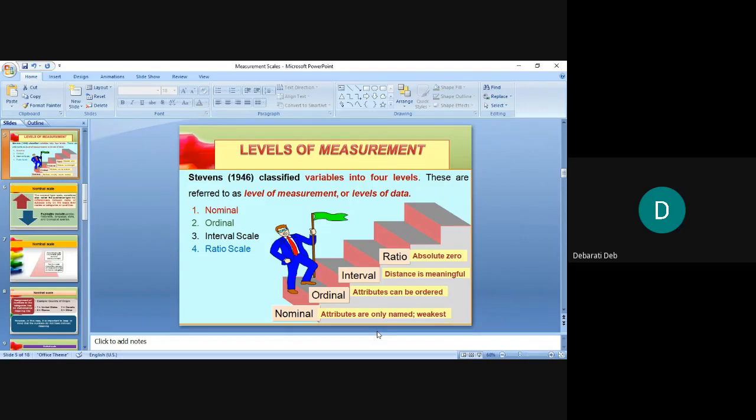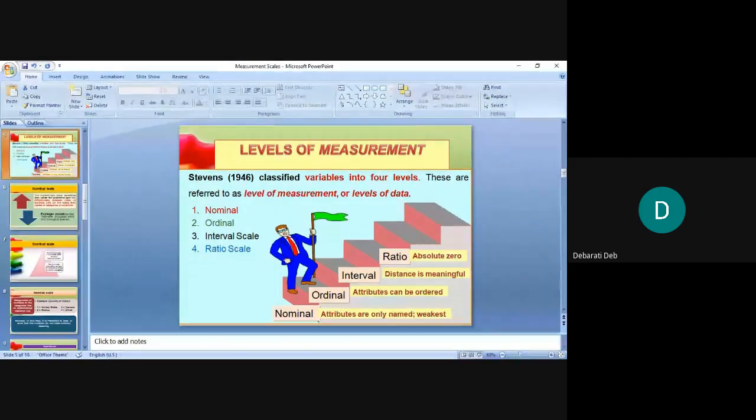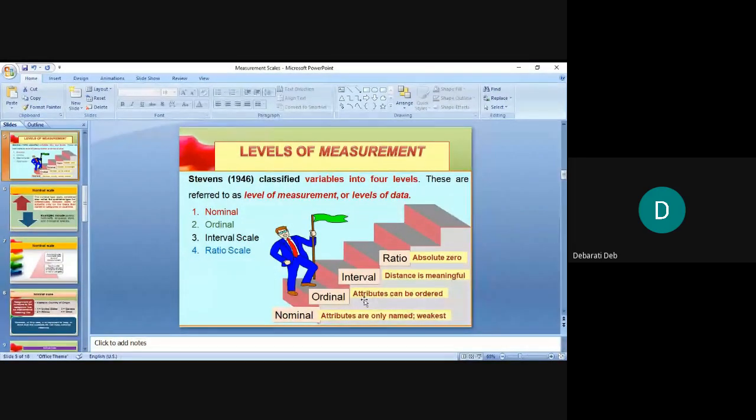Ratio scale has an absolute zero. There will be a particular zero with which you can carry on. Say 0, 1, 2, 3, 4, 5, like that, so that you can specify a particular point. In ratio you will be able to specify a particular absolute zero. Okay, absolute zero. So let us discuss them in detail so that you understand them better.